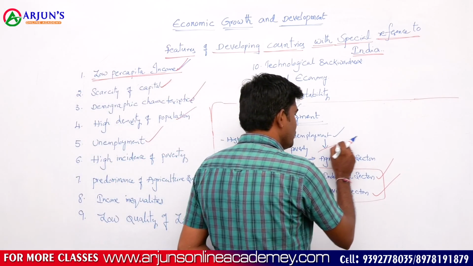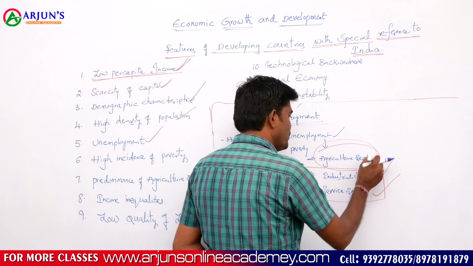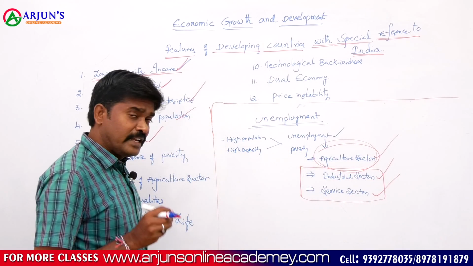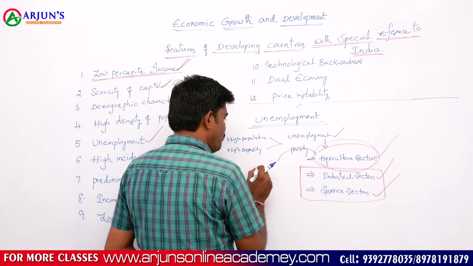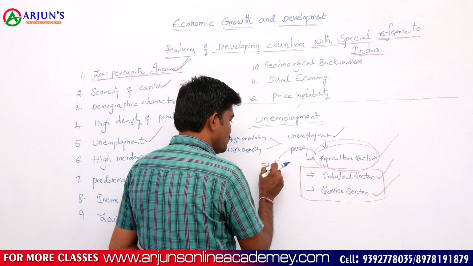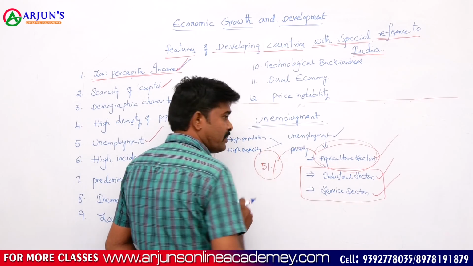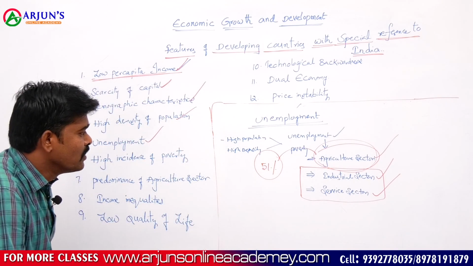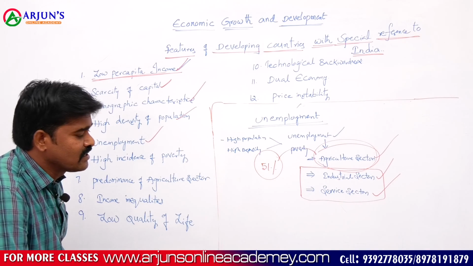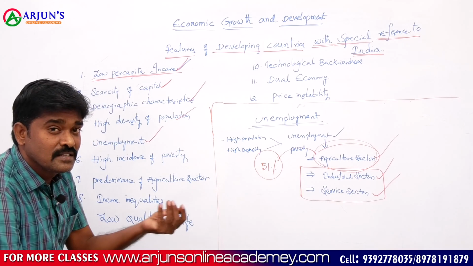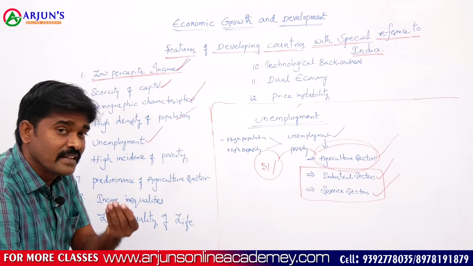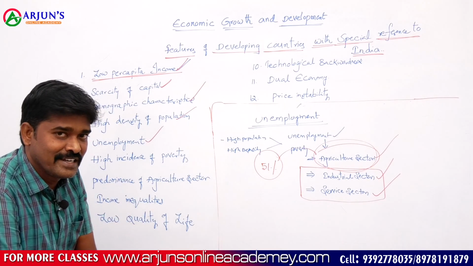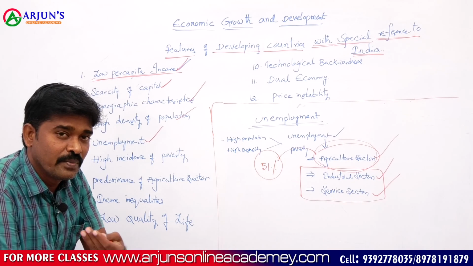Majority of the people in the developing economy depend on the agriculture sector for their livelihood. Still now, 51% of the population in our country depends on the agriculture sector for their livelihood. But the industrial sector and service sector are unable to absorb the surplus or excess labor from the agriculture sector, due to the slow growth of the industrial sector and service sector in the developing economy.